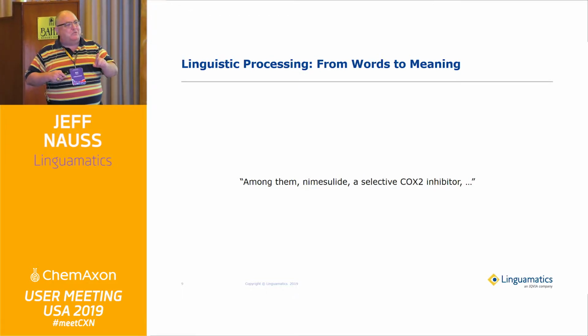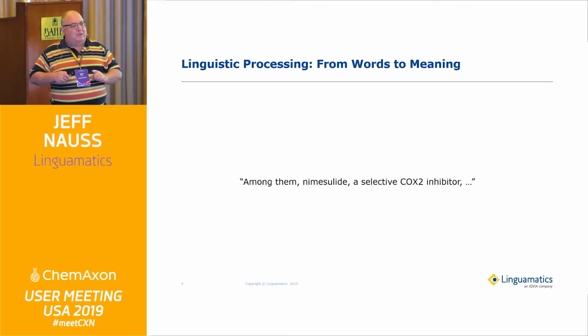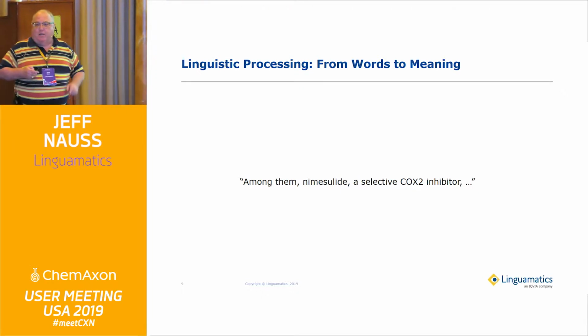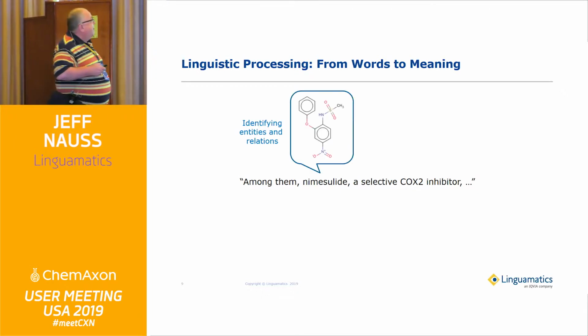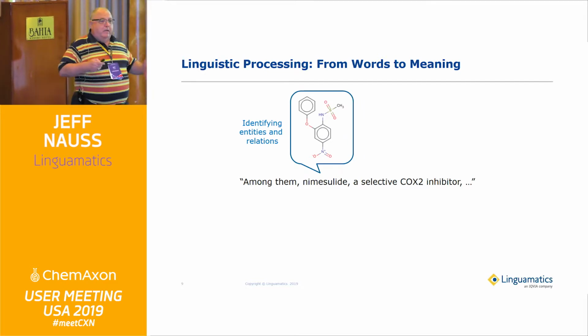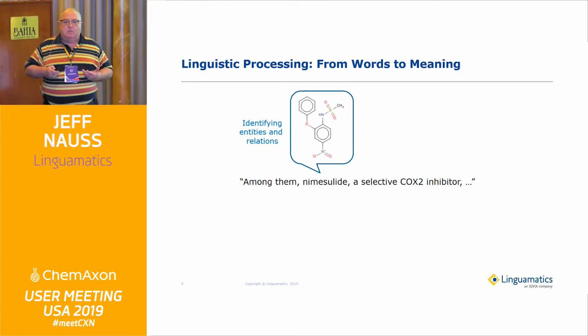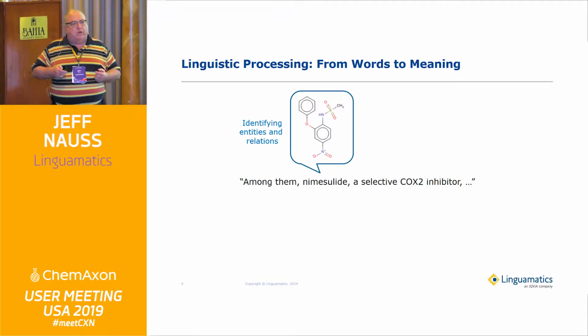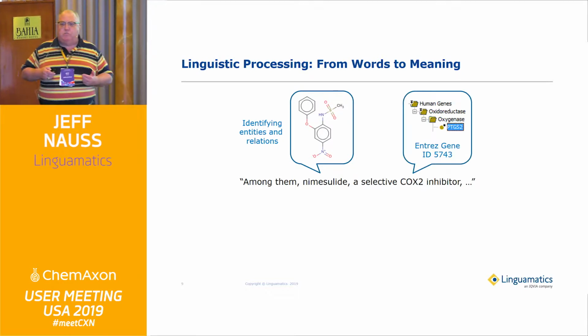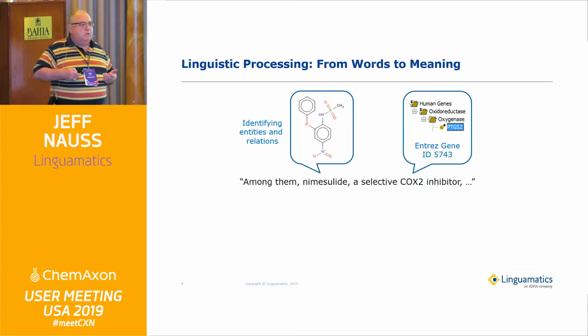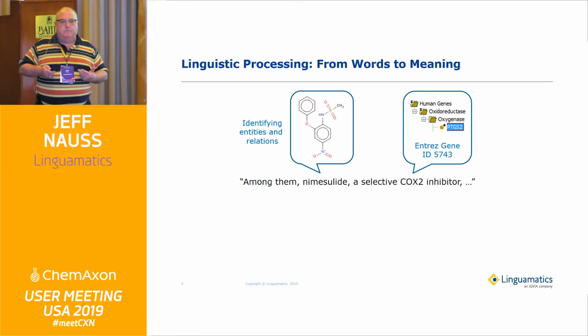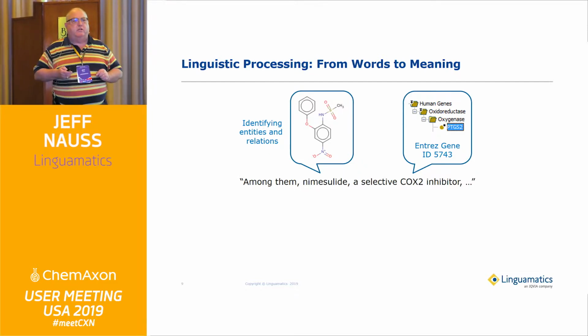First thing is looking at entities. It identifies, using the JChem functionality, a chemical structure. And it says, we have a chemical here. And then using an ontology later on, the Entrez Gene ontology, we see COX-2 is in there. All right, we know that's a protein. So we've got two entities within this sentence.